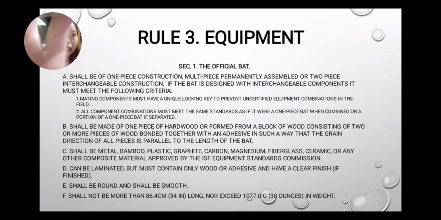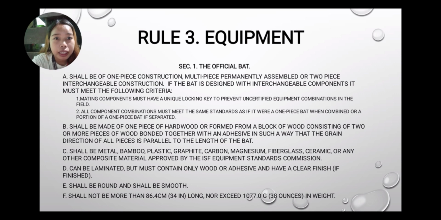Rule number 3, the equipment. Section number 1, the official bat. An official bat shall be one-piece construction, multi-piece permanently assembled, or two-piece interchangeable construction. If the bat is designed with interchangeable components, it must meet the following criteria.